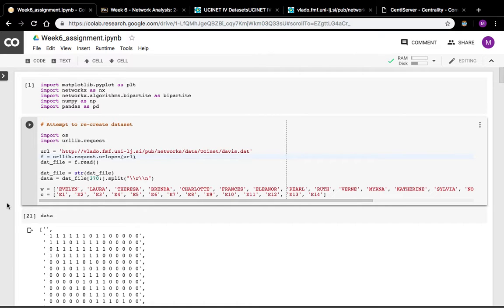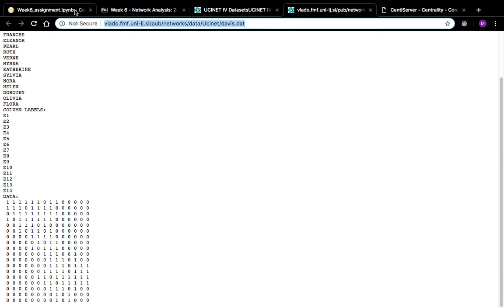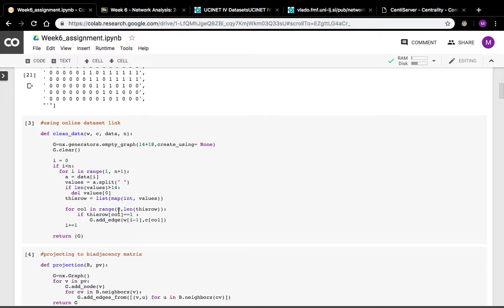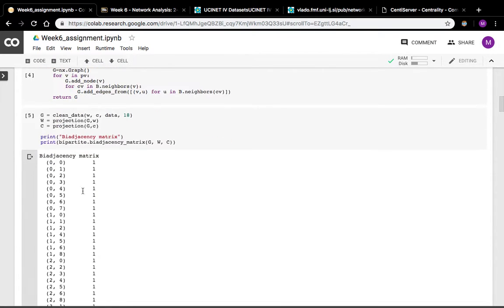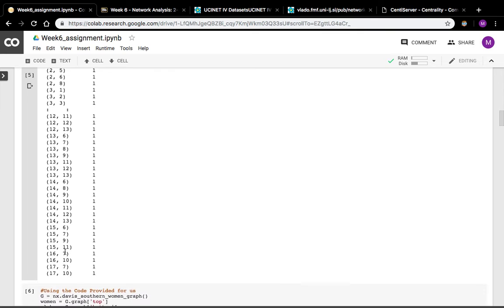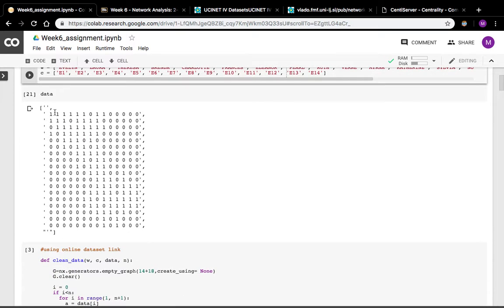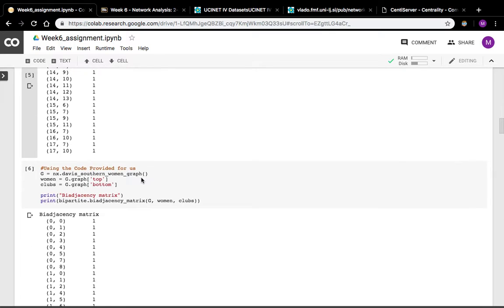We brought this file into our notebook, cleaned it up, and created the graph dataset from it. Then we projected it to a by-agency matrix, so that instances in which a woman attended the event would be projected out so that we can analyze this two-dimensional data in one dimension.